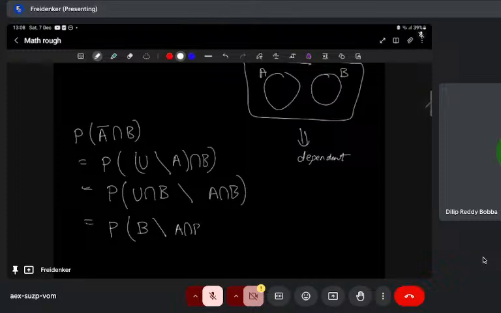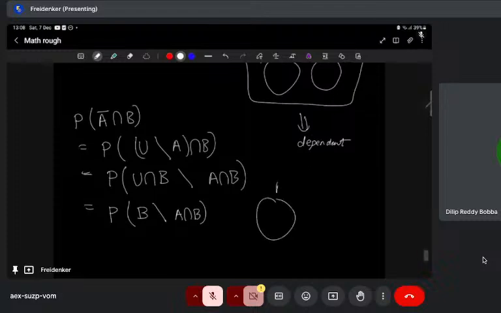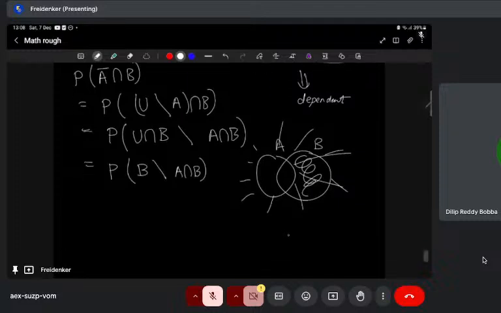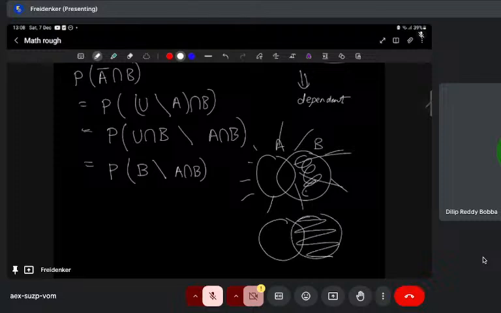B minus A. Okay, if I have A, if I have B, I just want to write A complement. A complement is everything outside this, so this one as well. And intersection B, so only B. This is nothing but B minus A intersection B. B is this one, and I want to remove A intersection B. So that means it is only B. So I think I got the same answer. Only B, it's the same answer. I'm just writing it in different ways.